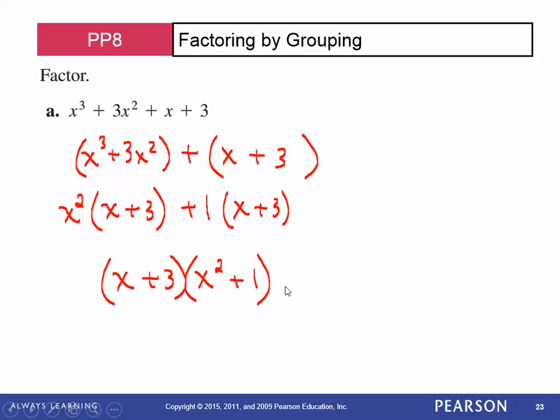Just kidding, it doesn't. Leading you on there. No, it doesn't come down, because x squared plus 1 is a sum of two cubes, and that doesn't work. That was the easy one. I'll let you try the next one by yourselves.